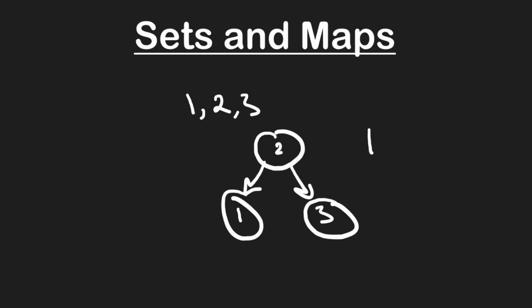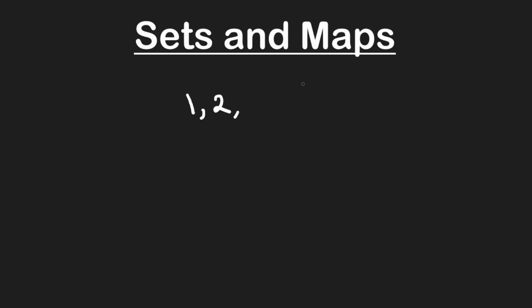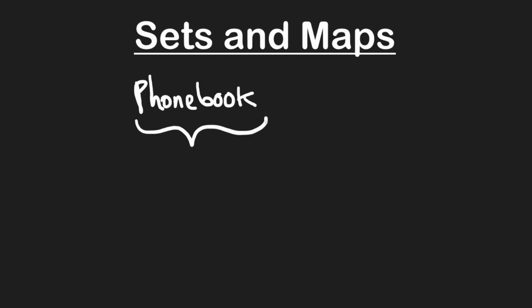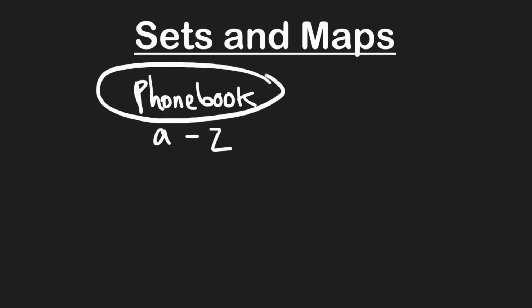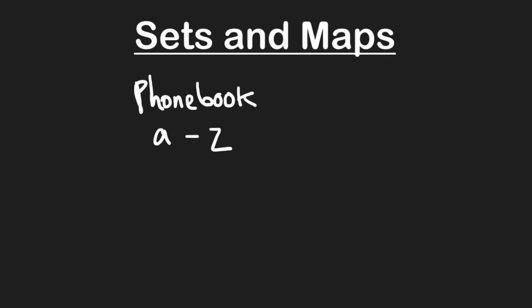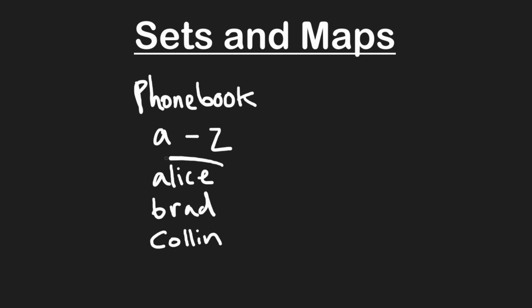So that's pretty straightforward. Now I also want to introduce to you the idea of a map. Let's first understand why it's important. Suppose we had something like a phone book where it's sorted in alphabetical order from A to Z, right? And that's based on the name of the person. Now, most people don't use phone books anymore, but I think it serves as a good example. So we have a bunch of names in the phone book, something like this. We could have Alice, Brad, Colin. Now notice these are in alphabetical order.